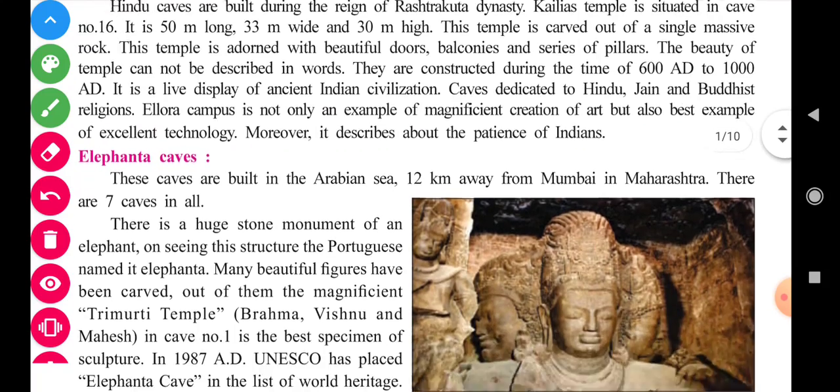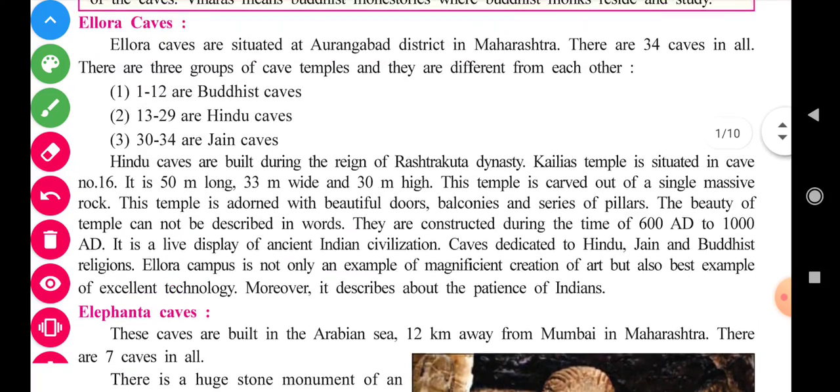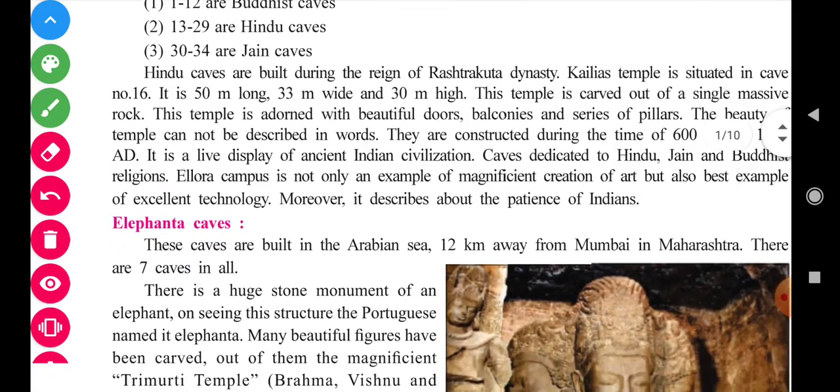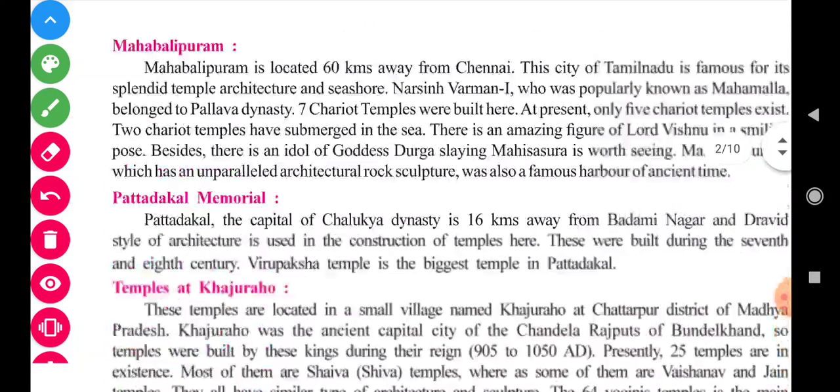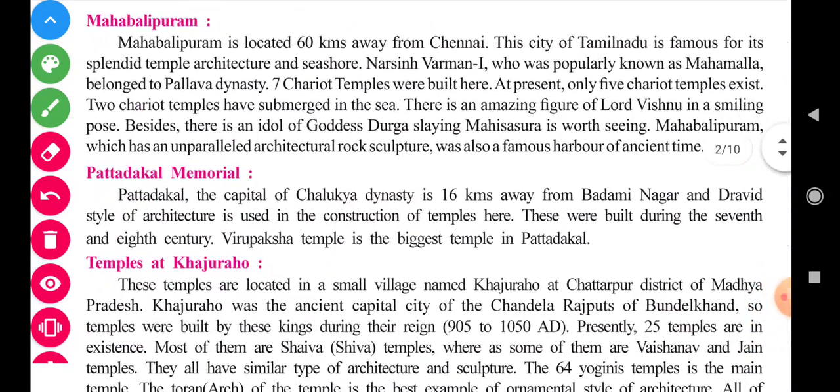So student, this is all about these 3 caves, Ajanta, Ellora and Elephanta. Now let us look at the Mahabalipuram, a city near about 60 km away from the Chennai, the main city of which state? Tamil Nadu.